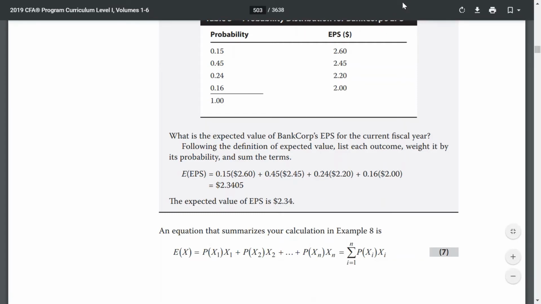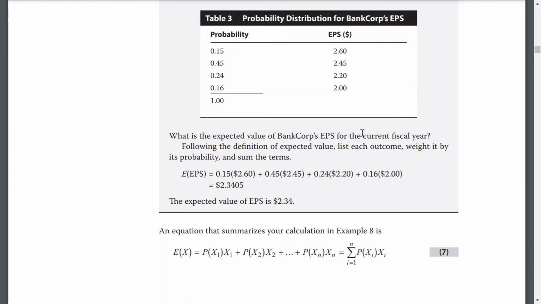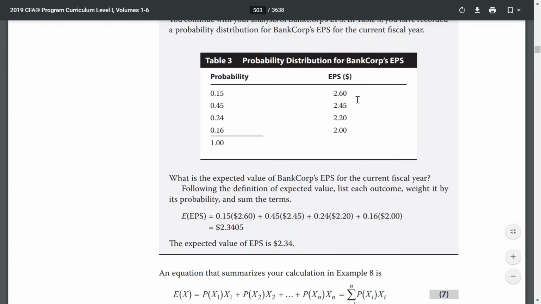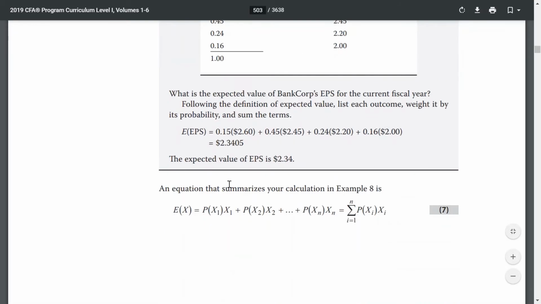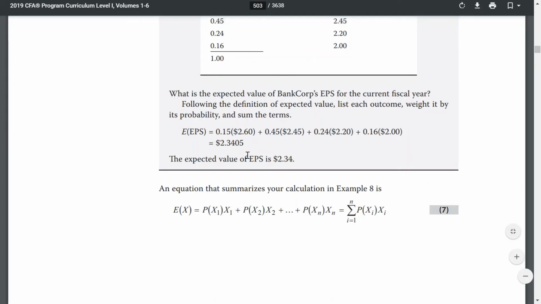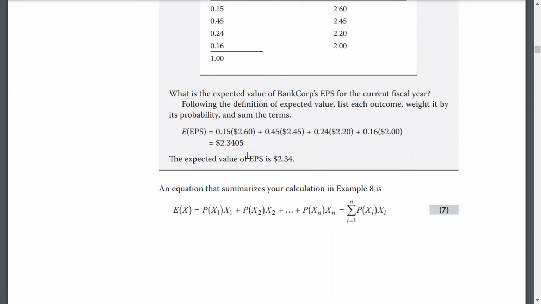Okay. EPS is equal to 1.5 multiplied by 2.6, 4.5, 4.45 multiplied by 2.45, literally probabilities multiplied by expected earnings per share. Okay, and then you just multiply all of them together and add it up, and you get the expected earnings per share of 2.3405. The expected value of EPS is 2.34.